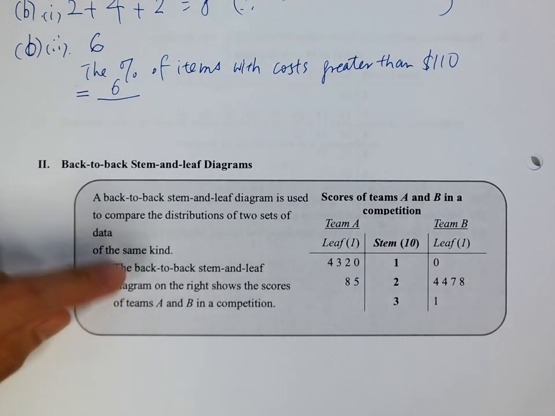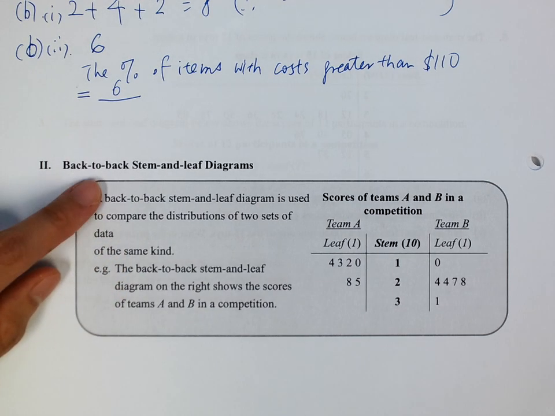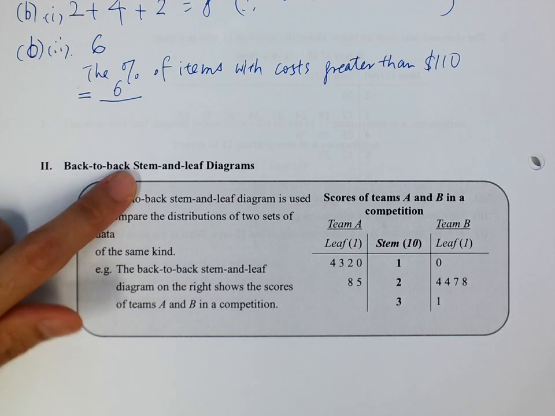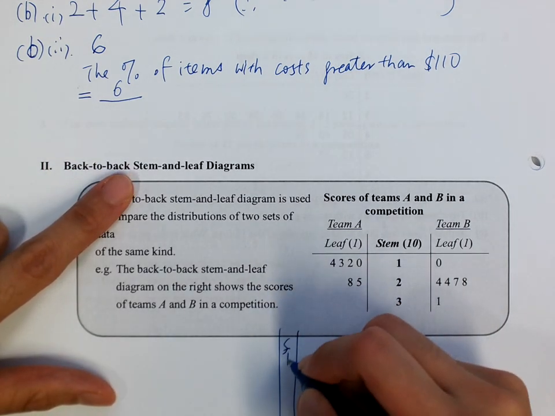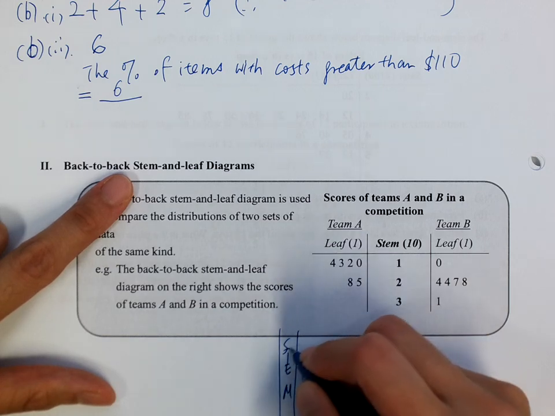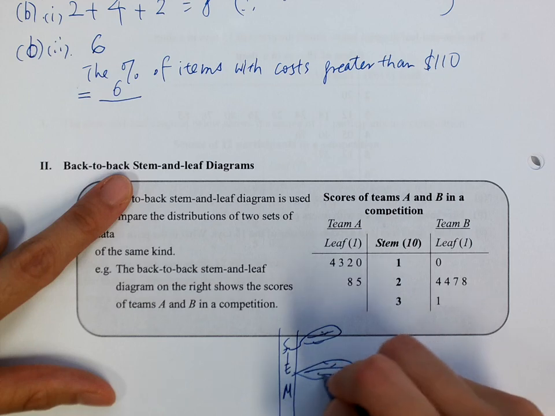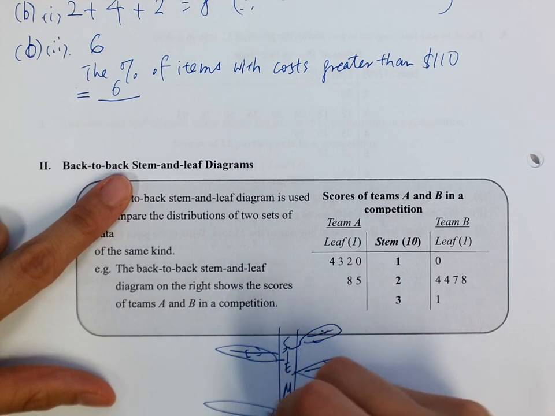Okay, so we are still on page 12. So here we have the second type of stem and leaf diagram, which is called back-to-back. You can imagine that for a tree, if this is the stem and then we have some leaves, the leaves will not grow only on the right hand side. They may grow on the left hand side.